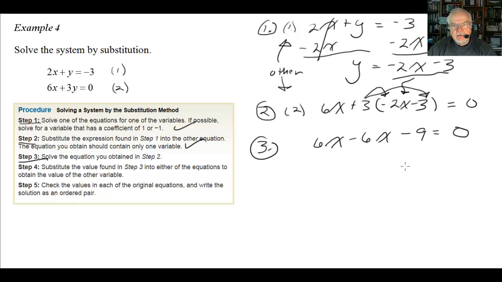I want to solve for x. So let me combine like terms. I have a like term and I have a like term. 6x minus 6x equals 0. This is interesting. Minus 9 equals 0? That is not true.